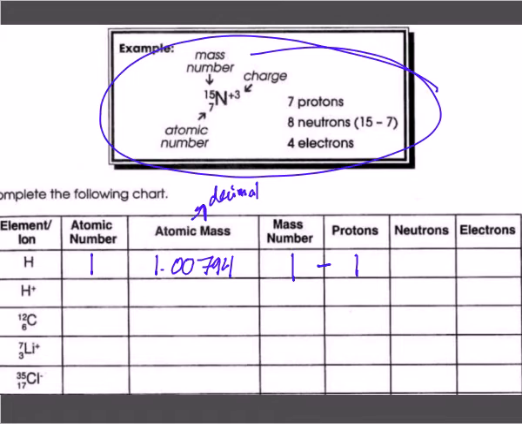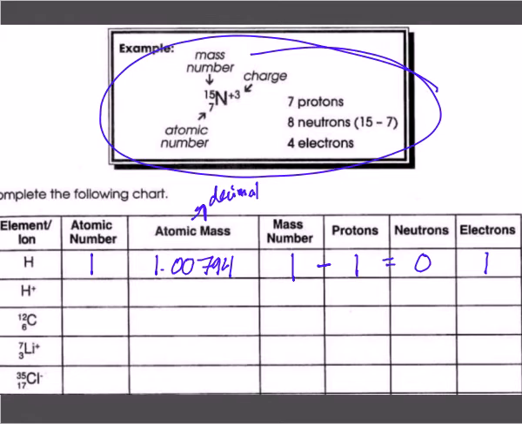Here, look at this. This chart is set up like this. We take our mass number, subtract out our protons. That gives us our neutrons. How many neutrons will we have? 0. How many electrons? How do we know it's 1? Because what type of atom is this? This is a neutral atom.